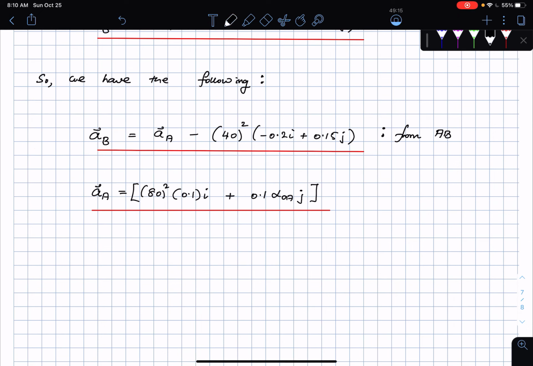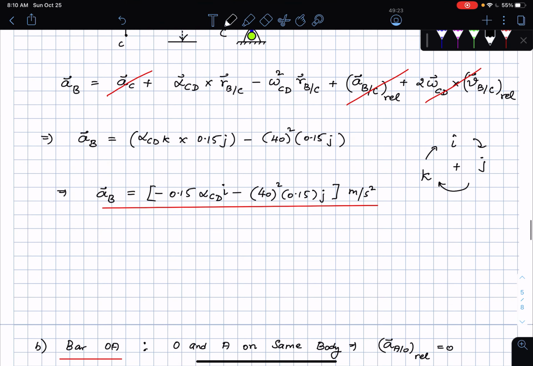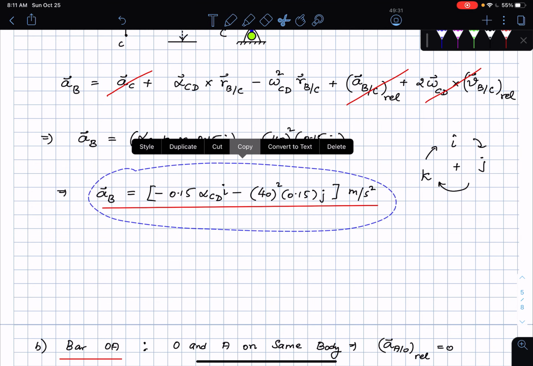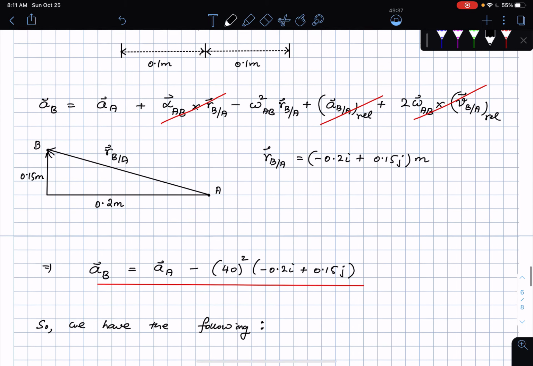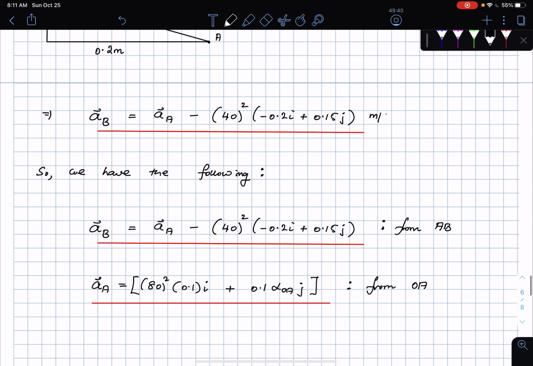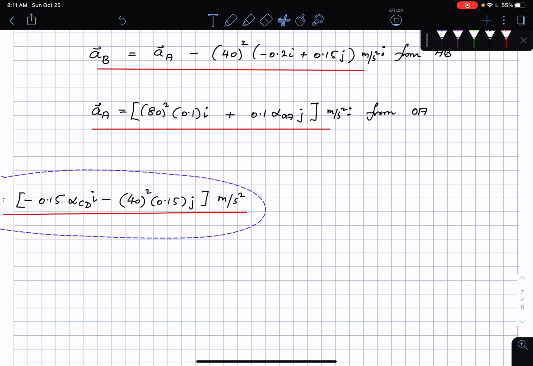So this was from the bar OA, and then I also had from the bar CD. There was that creature lurking somewhere here, that is this guy here. Copy that, and of course all of these are in meters per second square. If you want, you can write the dimensions right down here, meters per second square. And the last one, which you can write down here.